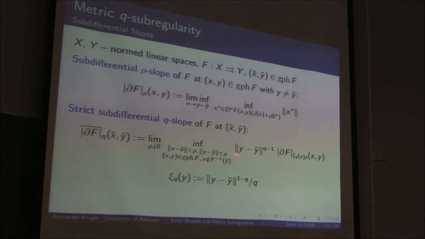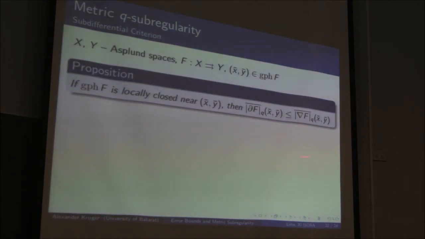Again, this part is a part of simple calculus. Here we have this subdifferential rho slope which doesn't depend on Q. But for symmetry, here we have rho. We have to multiply this rho by this term. So having this, we can formulate dual space criteria for this property as well. And I think it is new.